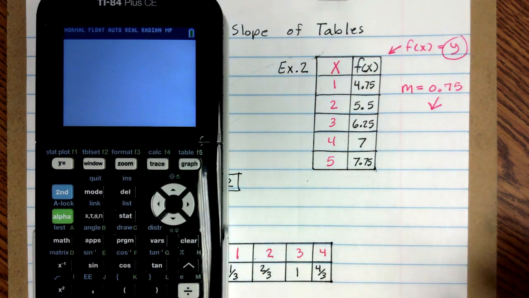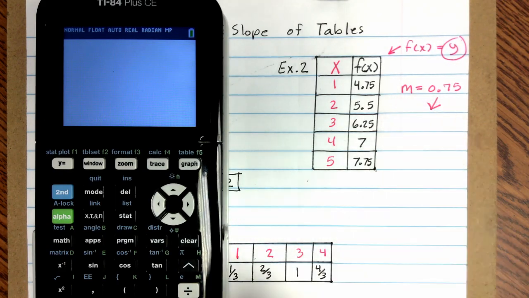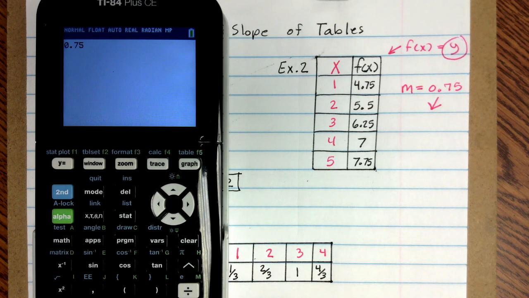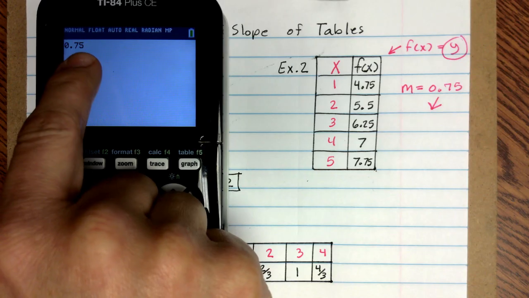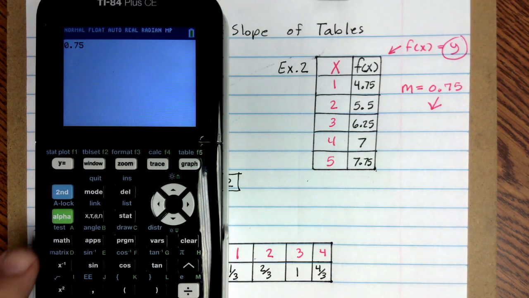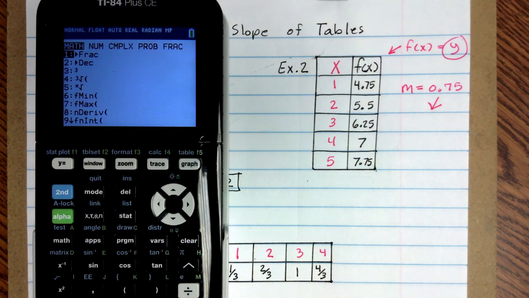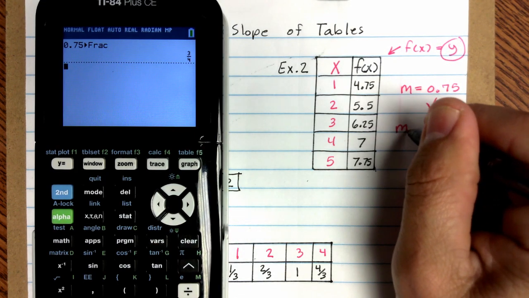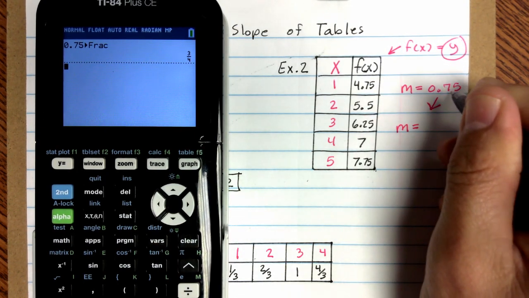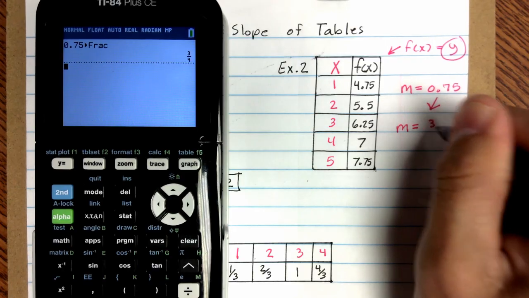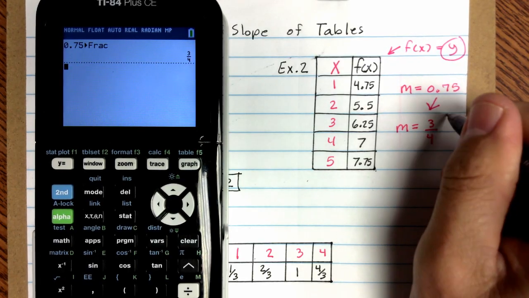Now the other thing you can do is type in the decimal you got using that spreadsheet function, and we can go ahead and turn this into a fraction by hitting the math button. And then notice the first option says fraction. So then we hit enter 2 times. Enter, enter. And it converts it to a fraction. So in this case, we can see that we can also write that slope of 0.75 as simply 3/4.